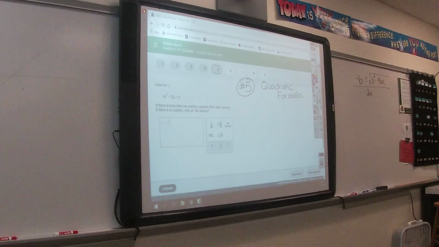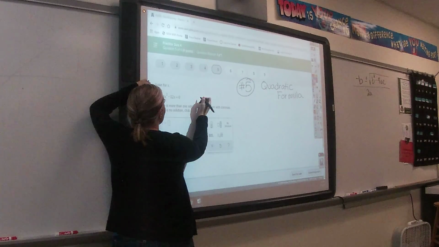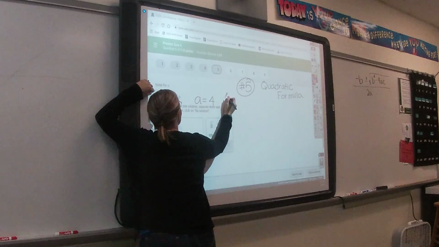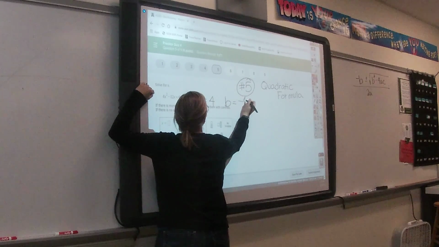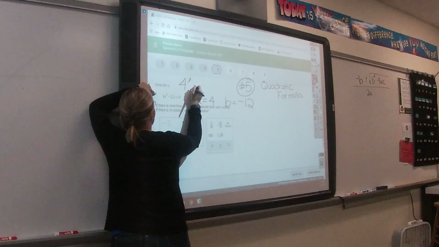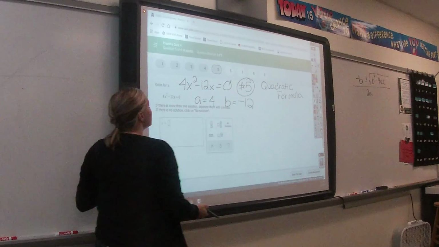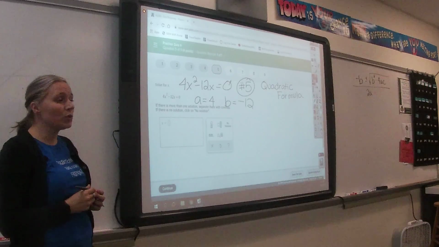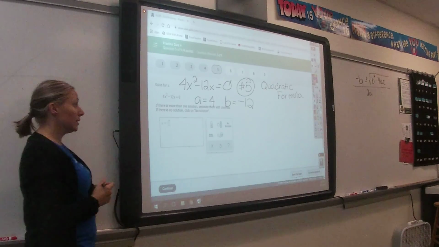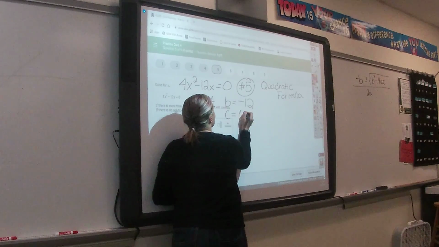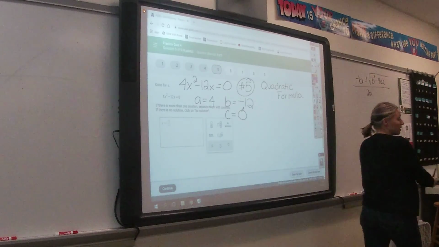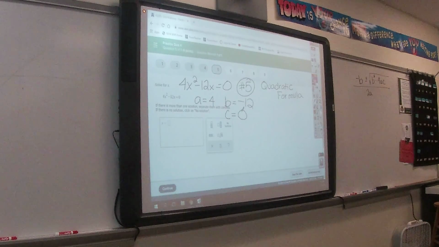What does a equal on this problem? 4. What does b equal? -12. So this says 4x, if you can't see it. A is 4, b is -12, c is 0, because we don't see a constant.